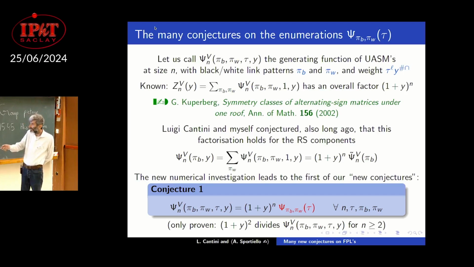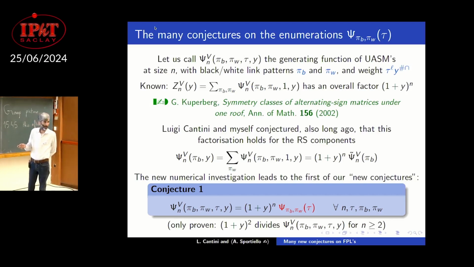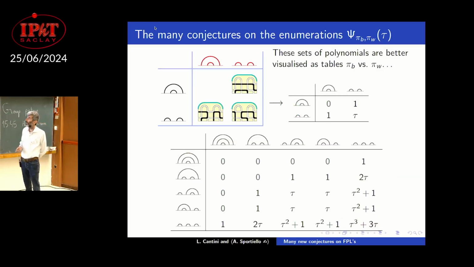But now we have the stronger one. It's not stronger of something published, but whatever. This 1 plus y to the n pops out of the enumeration. First conjecture: many ones are behind the corner.